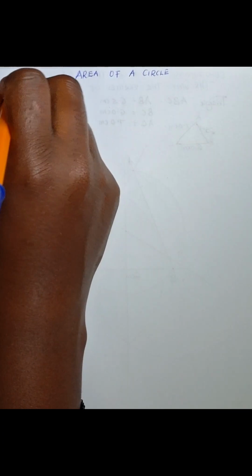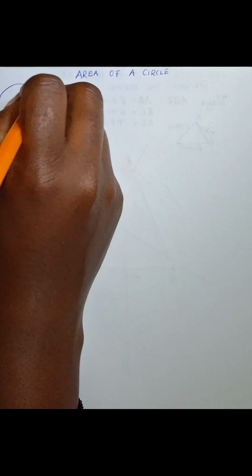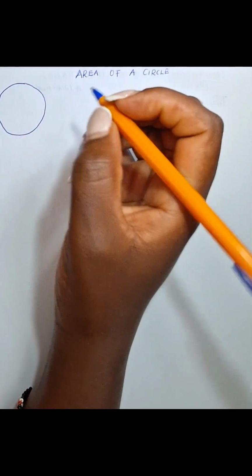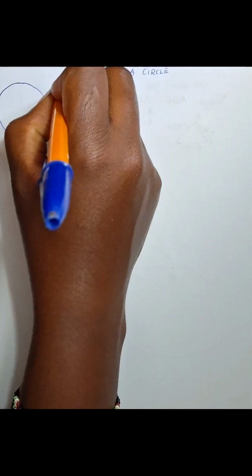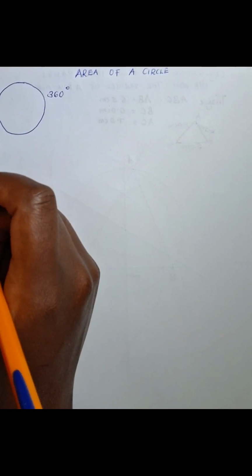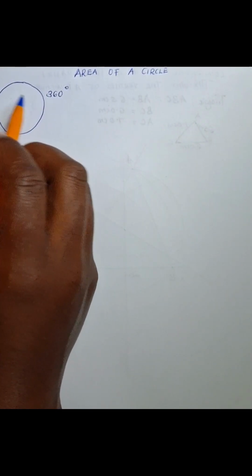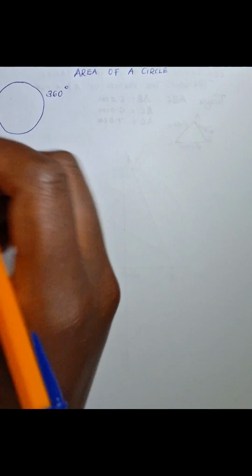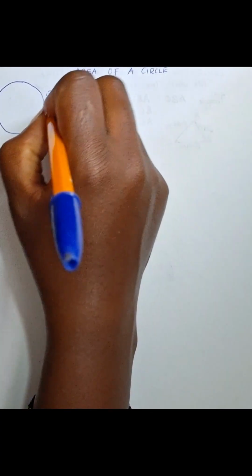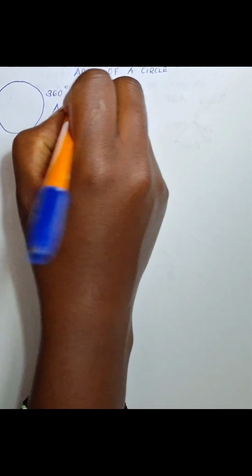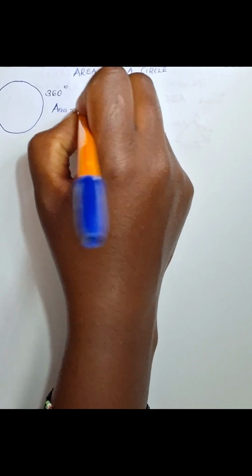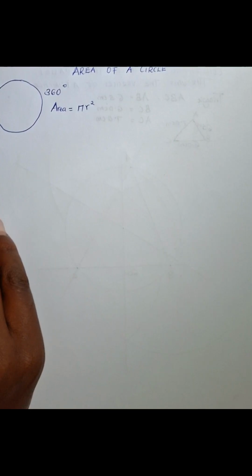Now, this is a complete circle. And a complete circle has 360 degrees. You get the area of such a circle by pi r squared. It's that simple. That is how you get the area of a circle.